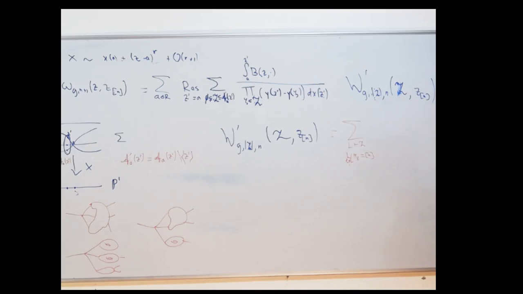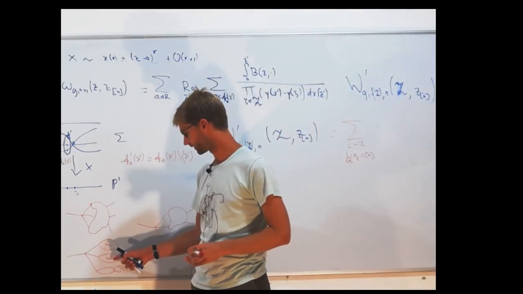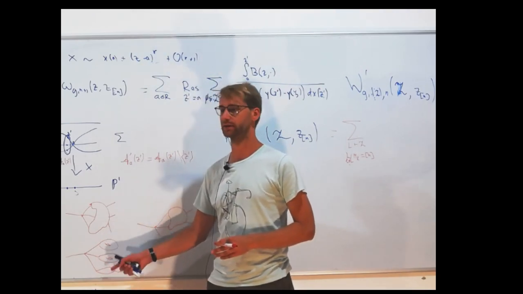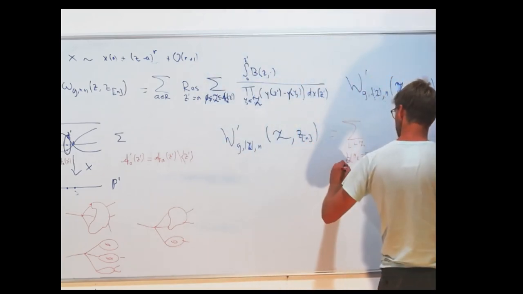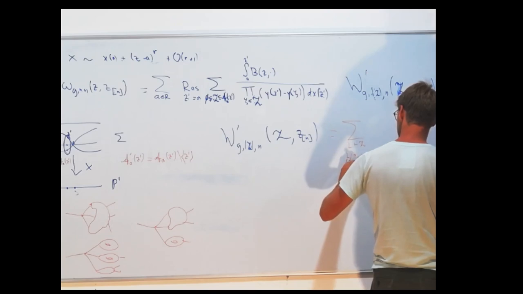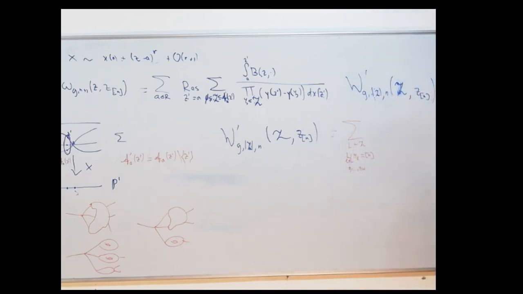A third thing we need to sum over are the genera of all of these components. Because, well, in this case, I took 1, 1, 0, but of course I could have done that in a different way. So we want to sum over G1 up to G size of L. And of course, there's going to be some kind of condition on the sum of these.